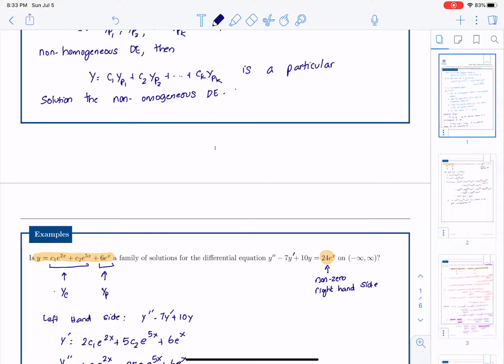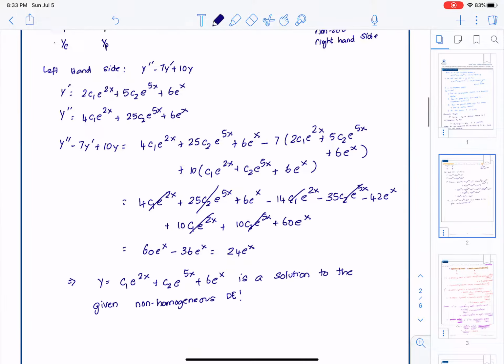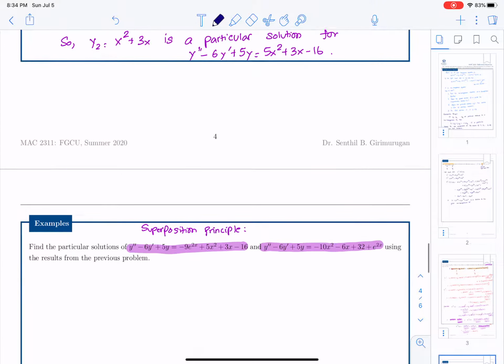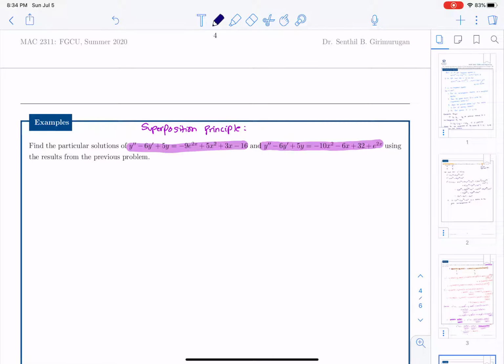So the values of C1, C2, all the way up to CK are fixed real numbers. So if we have particular solutions, a linear combination of particular solutions is also a particular solution. We're going to use that idea here. So let's start from the right-hand side for the first DE.